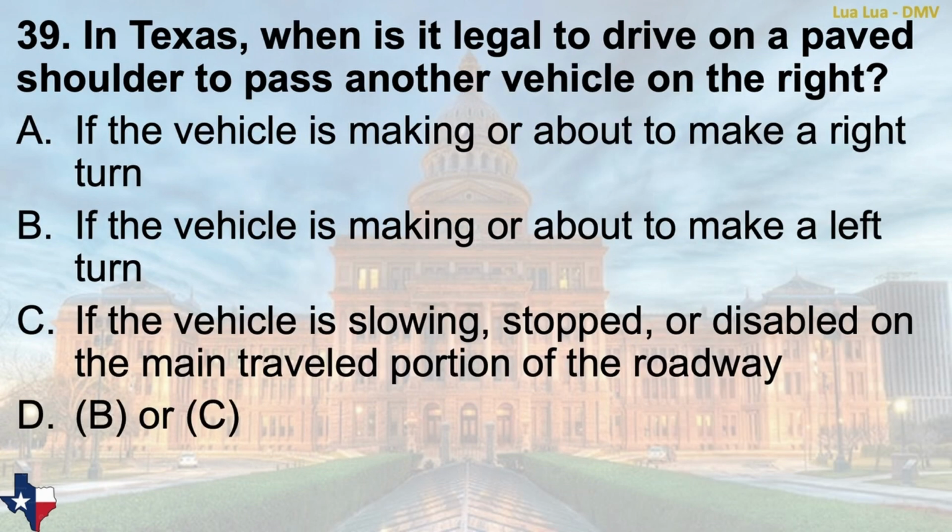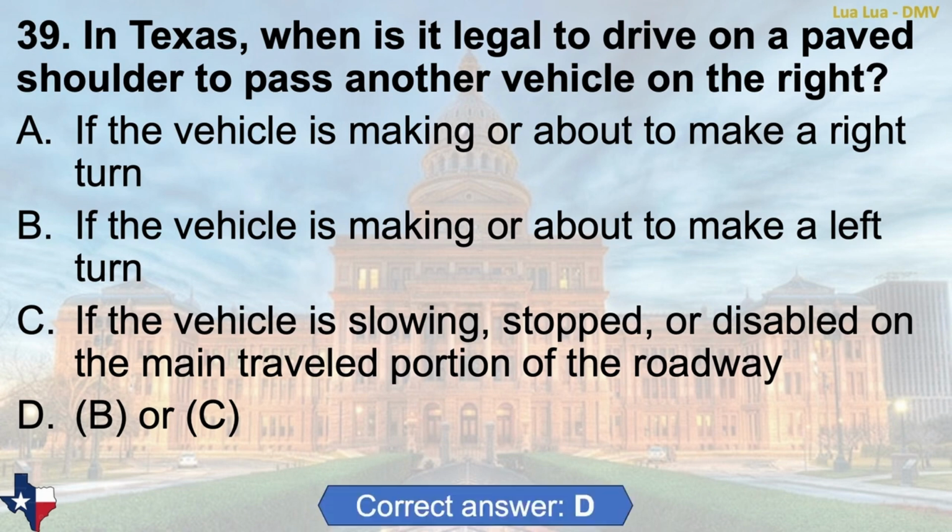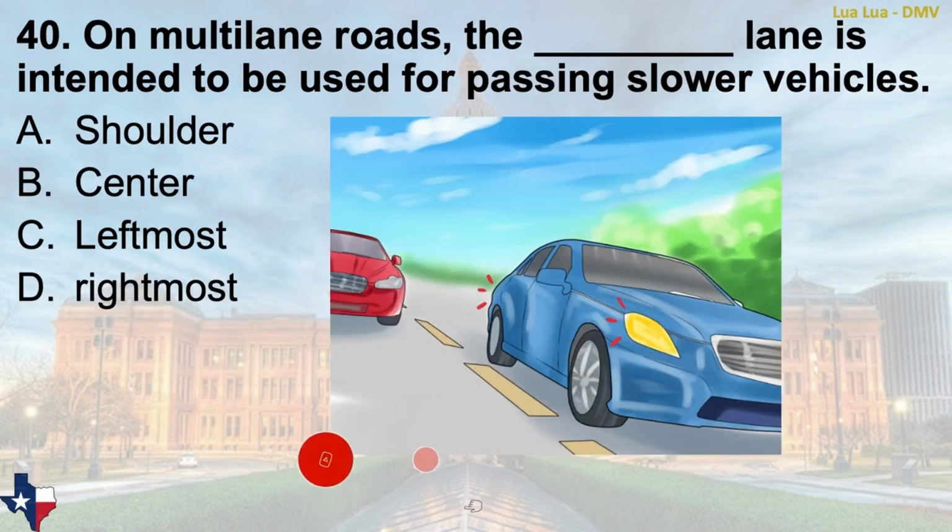Question 39. In Texas, when is it legal to drive on a paved shoulder to pass another vehicle on the right? A. If the vehicle is making or about to make a right turn. B. If the vehicle is making or about to make a left turn. C. If the vehicle is slowing, stopped, or disabled on the main traveled portion of the roadway. D. B or C. The correct answer is D. B or C.